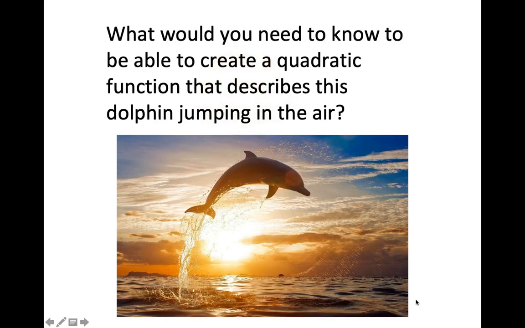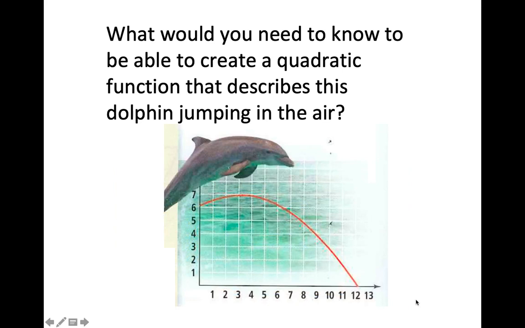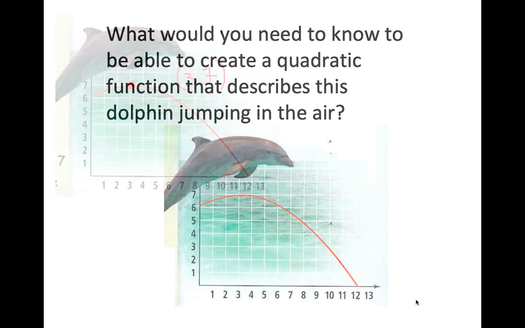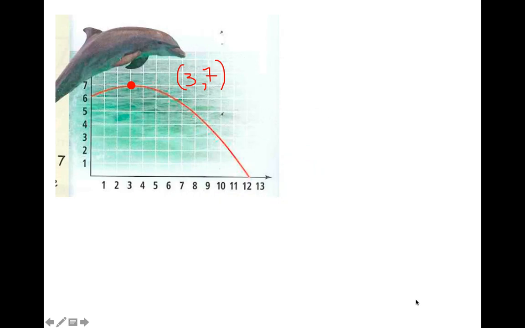Now let's take a look at the question we started the lesson with, where we had a dolphin jumping in the air, and we could tell by the shape of the curve that he was going to follow this beautiful parabola. You'll remember that I asked you what you would need to know to be able to create a quadratic function that describes this dolphin jumping in the air. Well, if I were to give you the following graph, hopefully that would give you some clues. First of all, you're going to need to identify where his vertex is. The vertex is at 3 and 7.